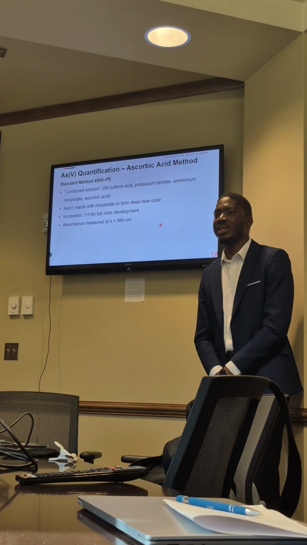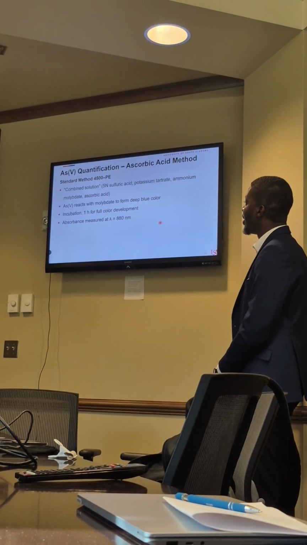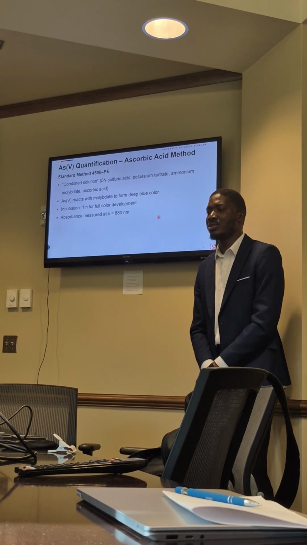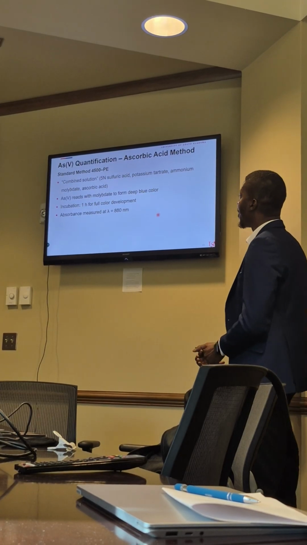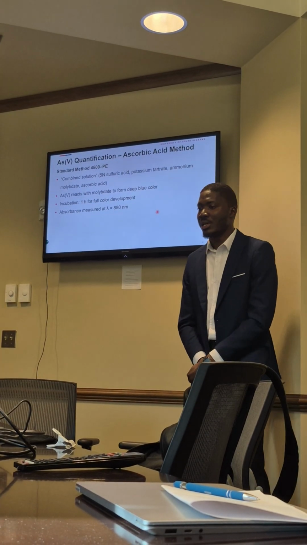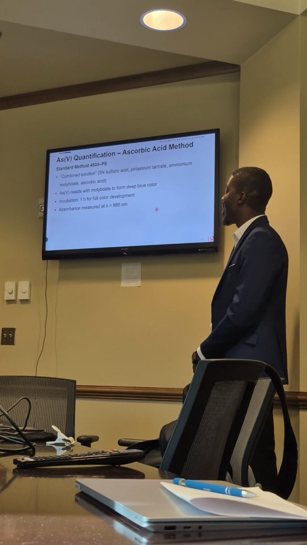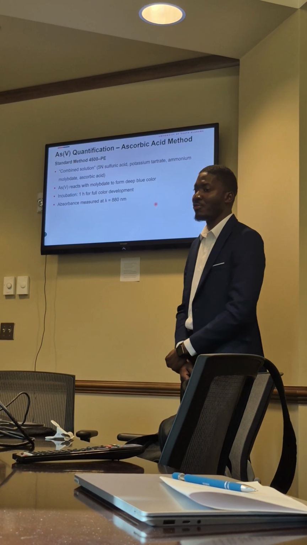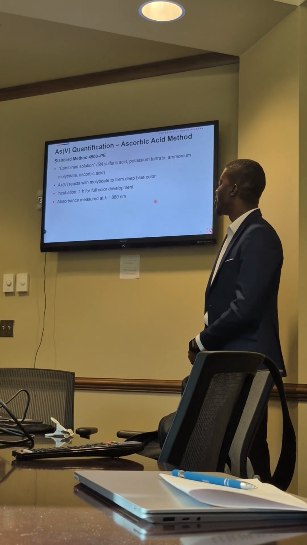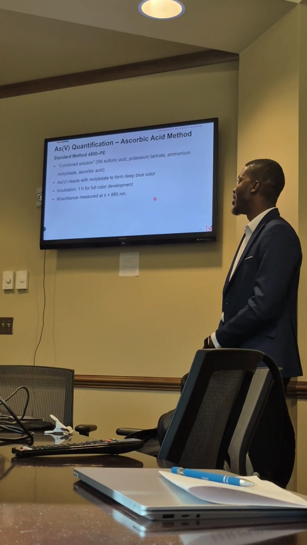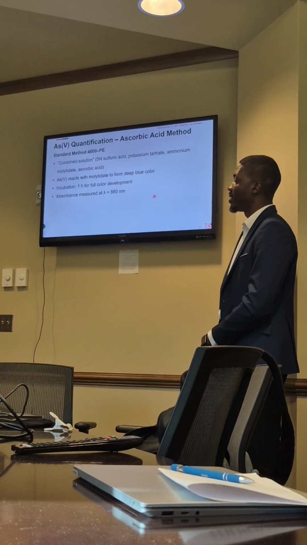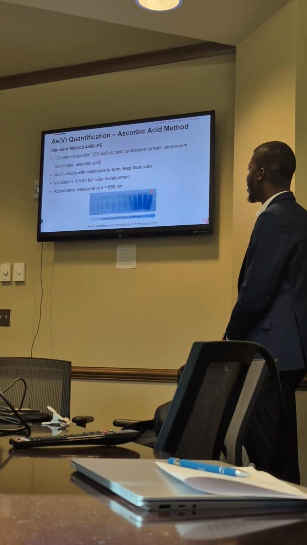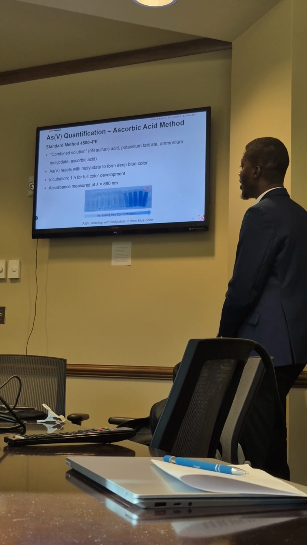For our arsenate quantification, we used the ascorbic acid method, and the standard method we used was 4500-P E. With this method, we had our arsenate solution, and we added a combined solution made up of sulfuric acid, potassium tartrate, ammonium molybdate, and ascorbic acid. Arsenate reacts with molybdate to form a deep blue color. Our incubation was 1 hour for the color to fully develop, and we used our spectrophotometer to measure the absorbance at a wavelength of 880 nanometers.